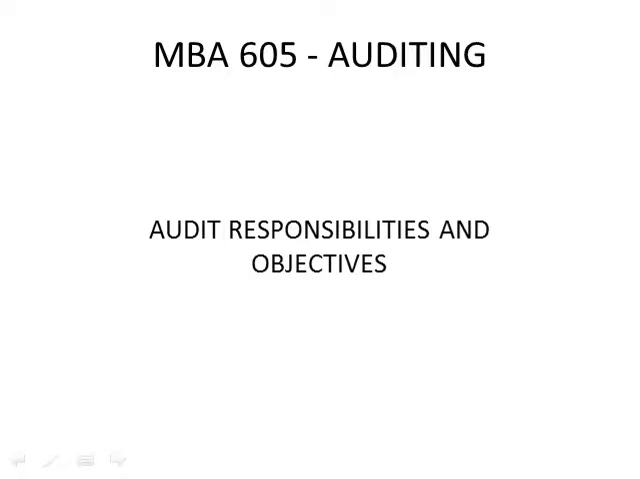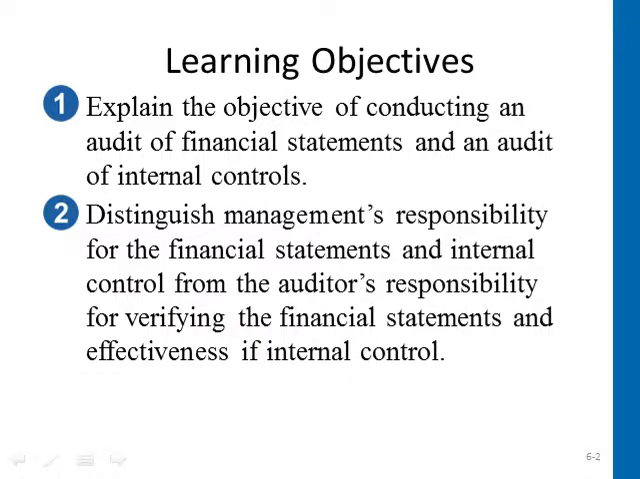Today we want to start talking about the audit responsibilities and objectives, and this is chapter 6 of our text. We'll cover topics that include objectives of conducting the audit of financial statements and the audit of internal controls, which we discussed slightly in Chapter 5, and the fact that the SEC requires essentially two different audits that can be conducted in an integrated fashion: one of the internal controls around financial reporting, and then the financial statements themselves.